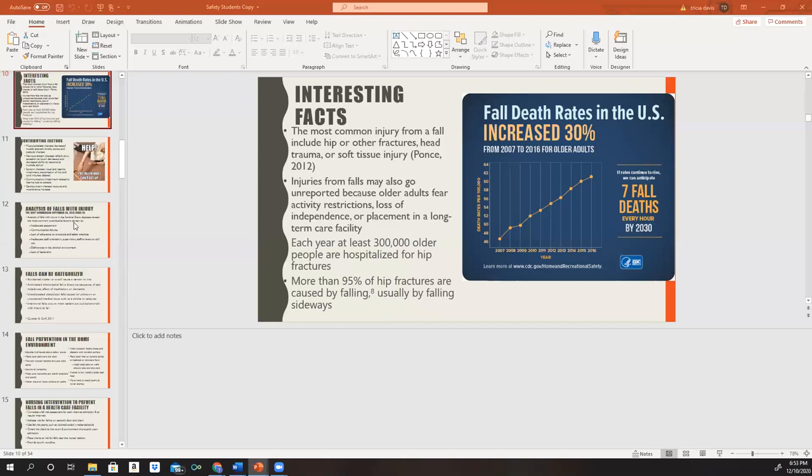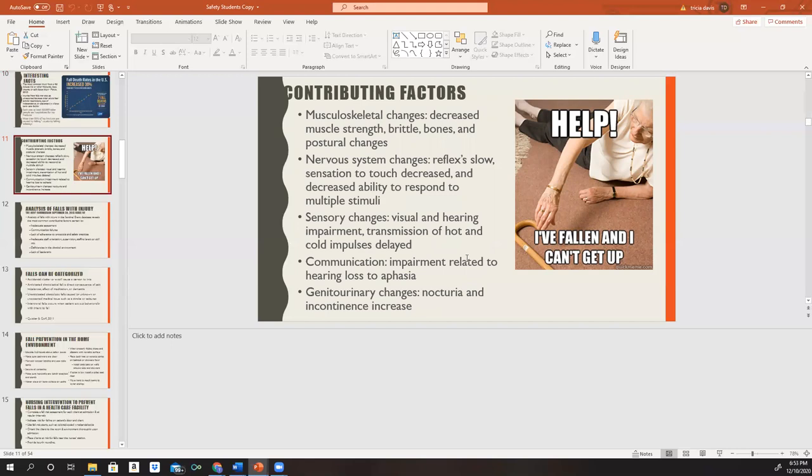Help, I've fallen and I can't get up. I think everybody knows that motto. So what are some contributing factors? Musculoskeletal changes. As adults get older, they have decreased muscle strength. We talked about those brittle bones. And then postural changes can affect their risk for falling, like orthostatic hypotension.